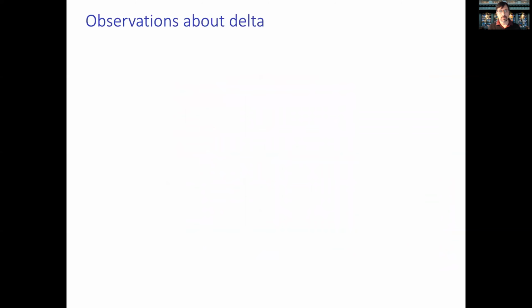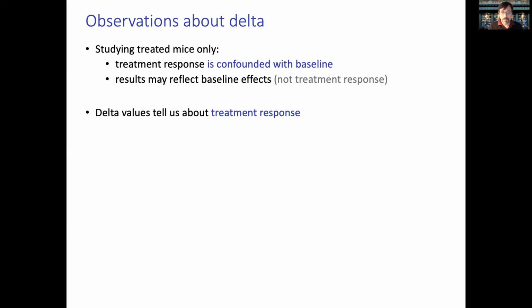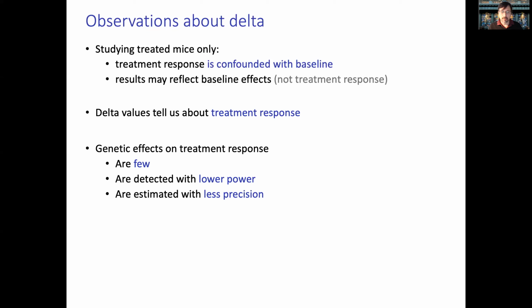Okay, so here are some observations that we get from that. When we study treated mice only, the treatment response is confounded with baseline. And so the results that we see may mostly reflect baseline effects, not the treatment response that we want to see. If we use delta values, that does tell us about the treatment response. What we also see, though, is that genetic effects on the treatment response are few. They're detected with low power, which could be the reason why we see not very many of them, and they're estimated with less precision.